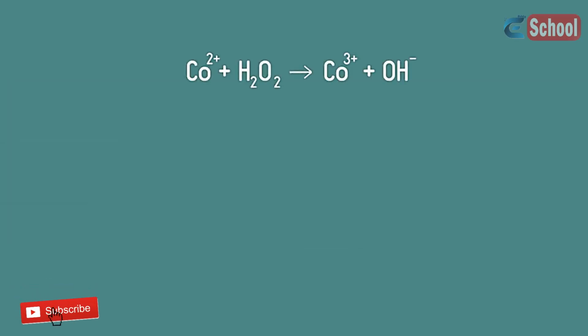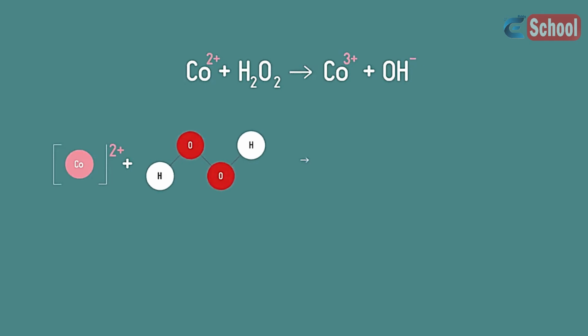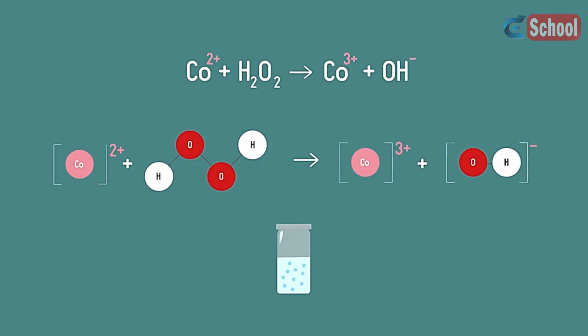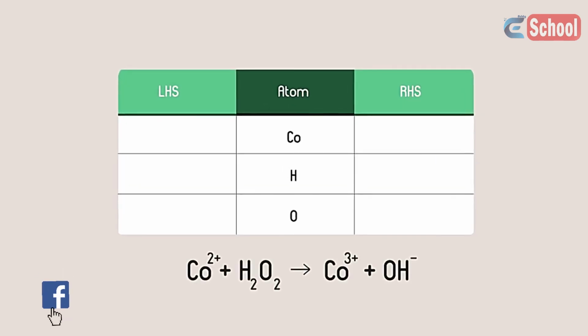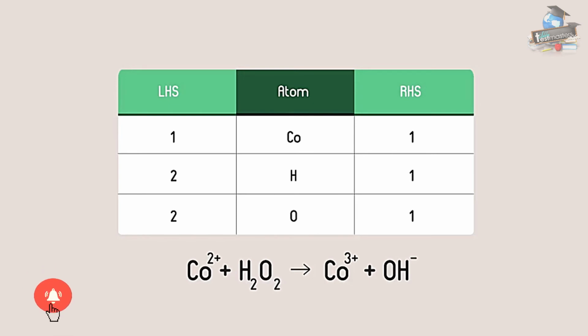If there are charges in a formula, these also need to be balanced. Look at this reaction for the oxidation of cobalt, for example. We can start off by balancing the atoms. Here's a table like the one we used before. There are half as many hydrogens and oxygens on the right as the left, so let's double them.